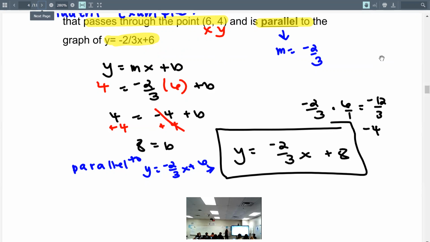Someone asked me in the last class, like, what happened to the 6 that was right here? All right, I'm not changing this line at all. I'm just saying that my answer is parallel to that line. We're making a completely different line that is parallel and goes through the given point. That makes sense? All right.